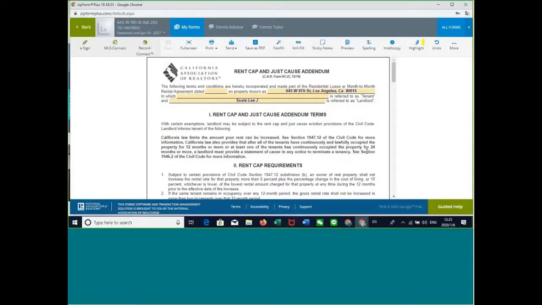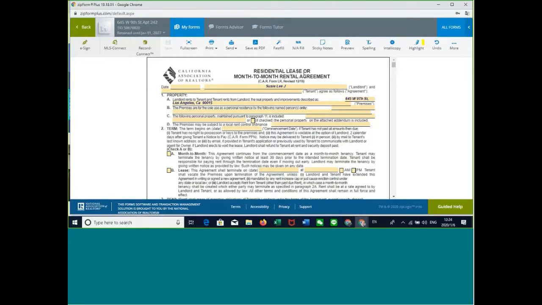So I'll show you something, then you understand why this is a mandatory form now. If you're going to help a landlord prepare a residential lease or month-to-month rental agreement, right? Now, in the past, if you click this form, you will just get this form, okay? But now, you click this form, see what other forms are also included.